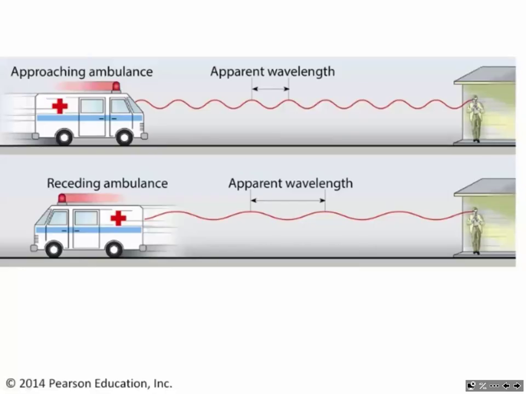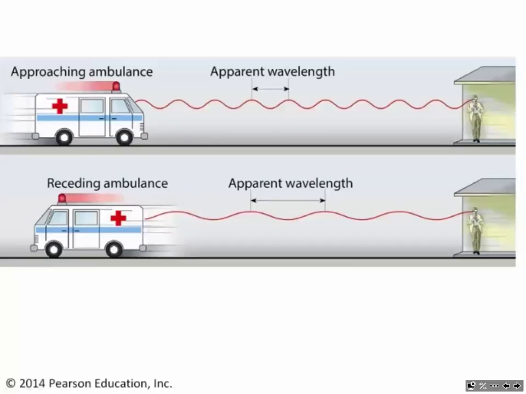In this case, we want to pay attention to the sound that the ambulance is giving off. Its siren is blaring, and it's moving towards you in this upper image, which means the source of the sound is getting closer and closer, so the apparent wavelength of that sound gets compressed. On the other hand, once the ambulance passes you or moves away in the opposite direction, it's still producing that same sound, but now it's moving away from you, so the apparent wavelength gets stretched out.